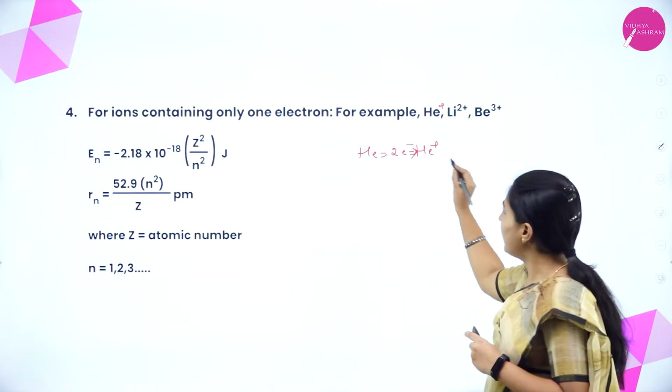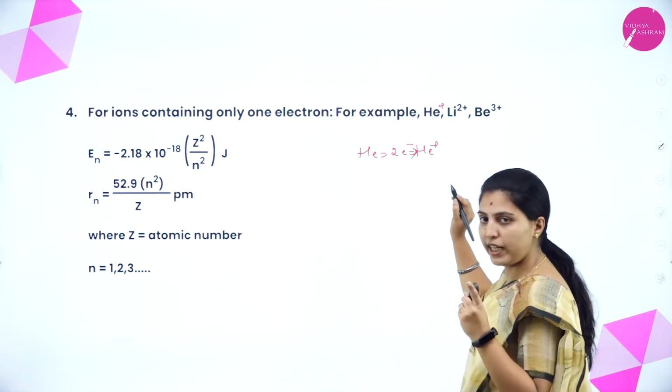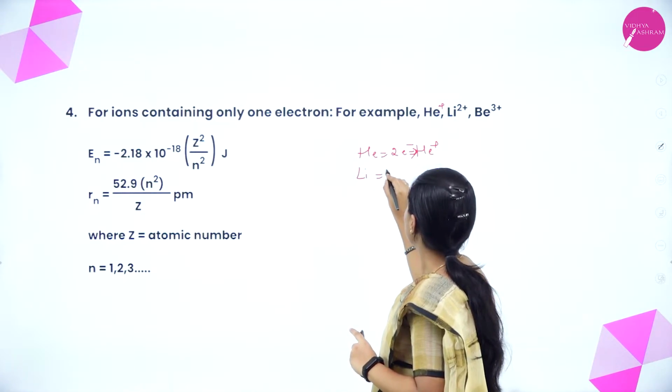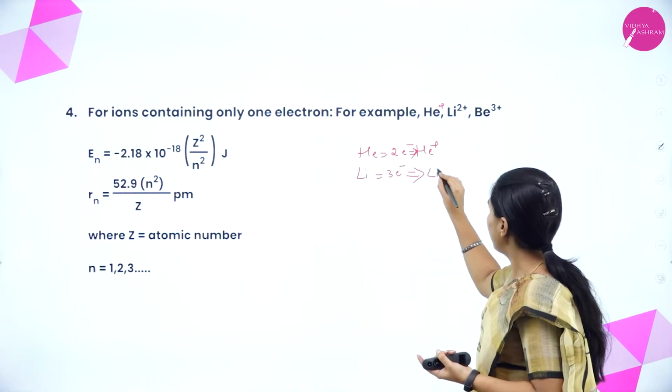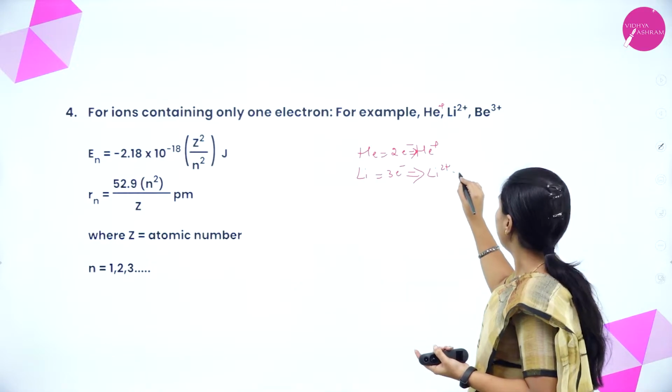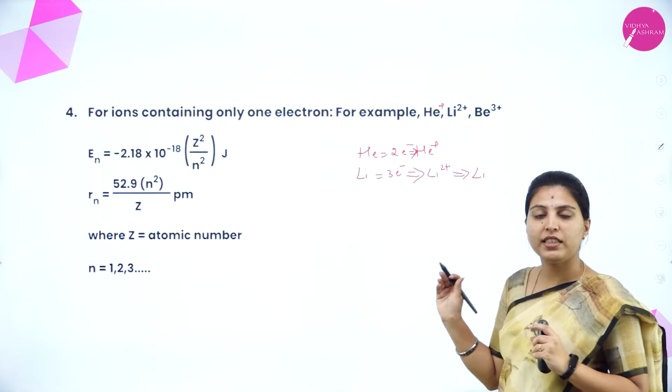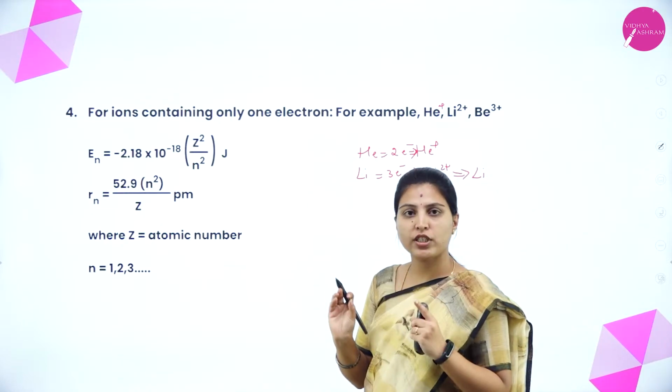Okay. So, helium plus means it will lose one electron, containing only one electron. Lithium will be having 3 electrons. After losing 2 electrons, it will be having only 1 electron, which means it will be a hydrogen-like atom.